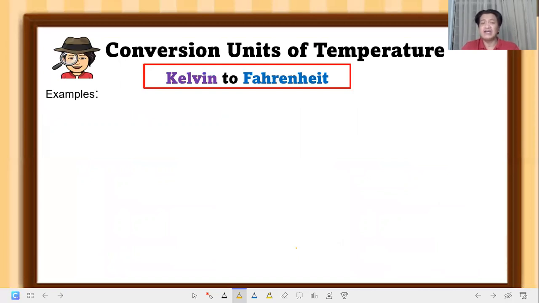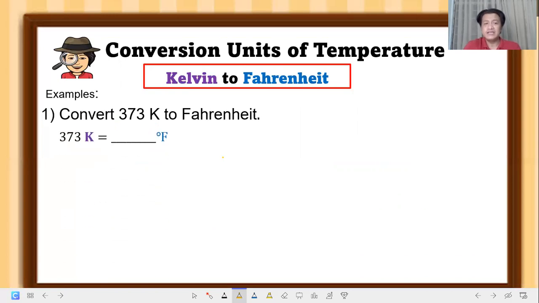I-convert naman natin sa Fahrenheit. Okay? Ito naman yung given natin. Let's convert 373 Kelvin to Fahrenheit. So first, rewrite the given and then write the formula. Okay, take note of this ha. From Kelvin to Fahrenheit tayo. Kung kanina ay okay, di ba, as you recall, 5 over 9, ito ay 9 over 5 na siya. Kasi Kelvin to Fahrenheit tayo.